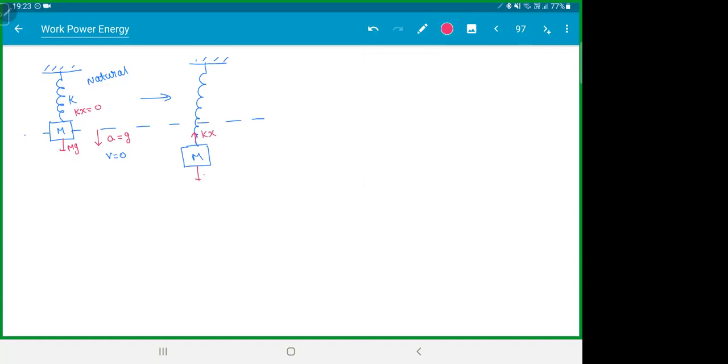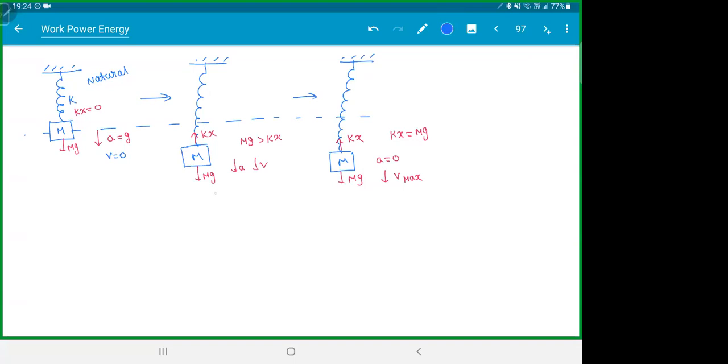Kx, mg, but the gravity is still greater than kx. The block won't stop. It will accelerate. It will also have velocity downward. Block will continue to move. The spring will stretch sufficiently until kx and mg, we get kx is equal to mg. At this position, acceleration becomes 0, but the speed of the particle becomes maximum.